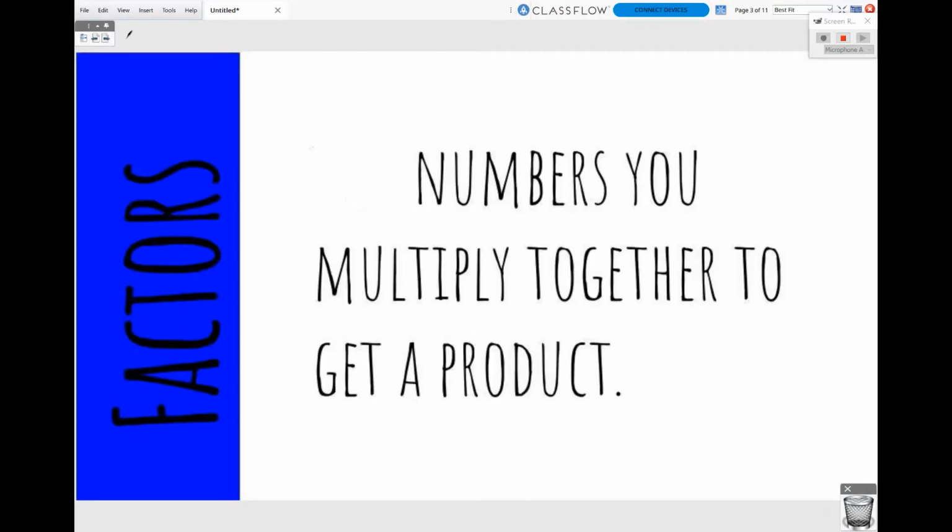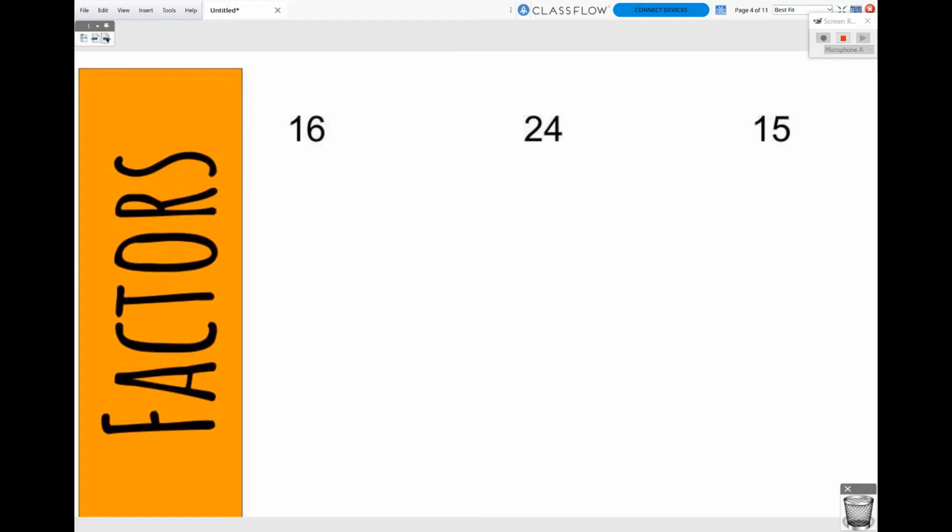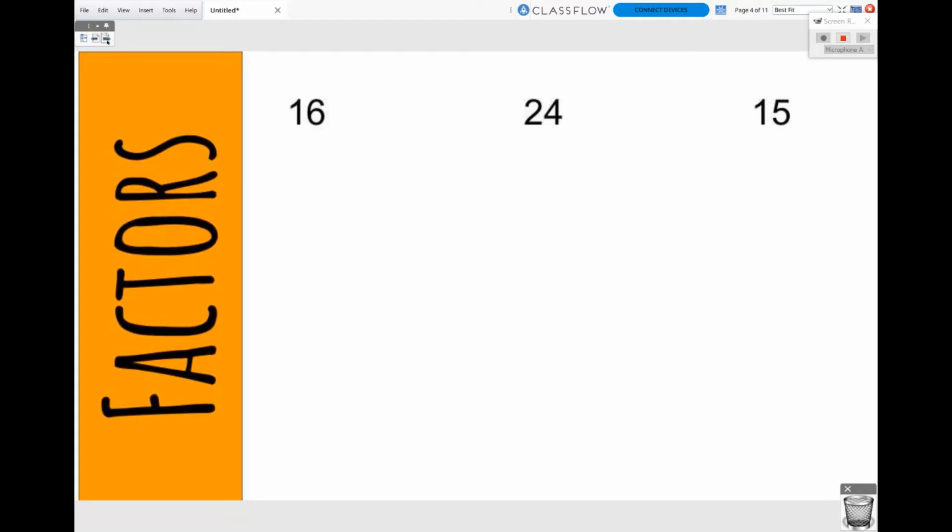Let's talk about factors. Factors are numbers you multiply together to get a product. So let's take a look at 16, 24, and 15. We are going to look at 16 and find numbers that we can multiply together to get 16. Those are called factors. So we're trying to find all the factors for 16. One thing that my students love is to make a factor rainbow.